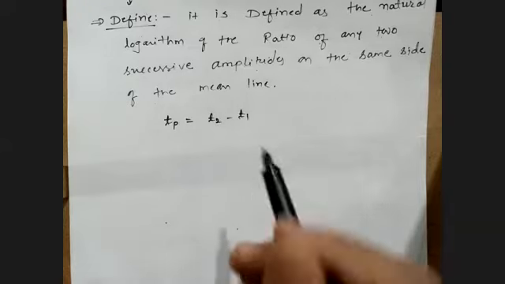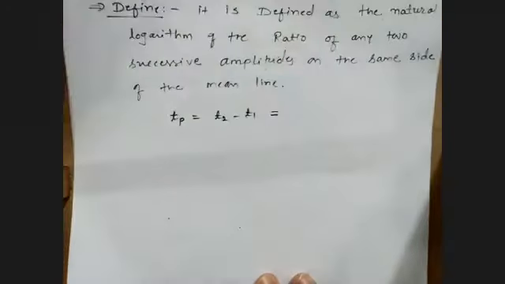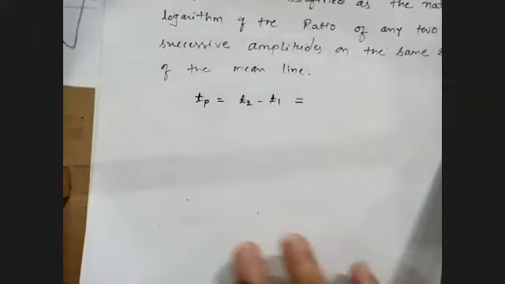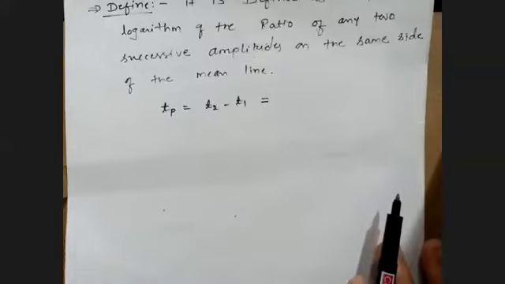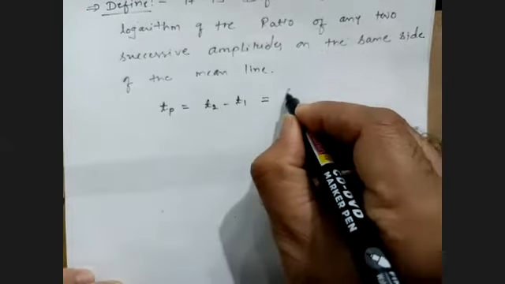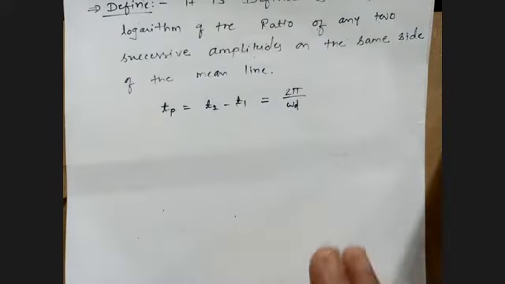And as you know, what is the time period as per our previous case? The time period equation is known. You can see here 2 pi by omega d. That is what we call the time period. So we can directly write here that this is nothing but 2 pi by omega d. Right, so this is your time period here.